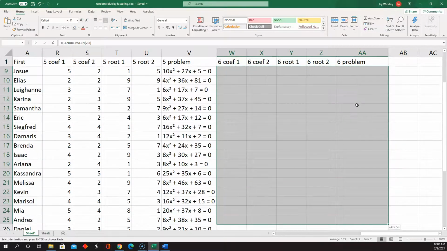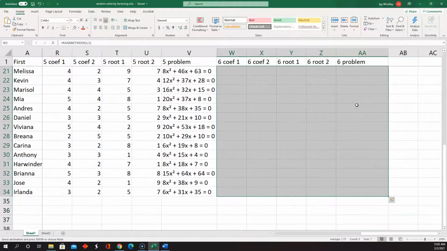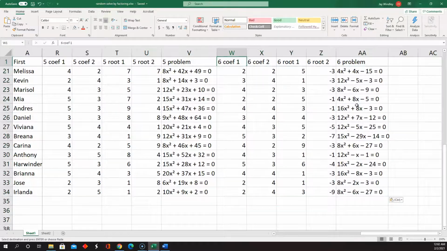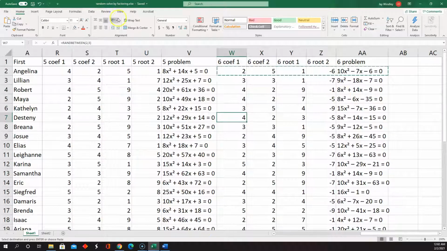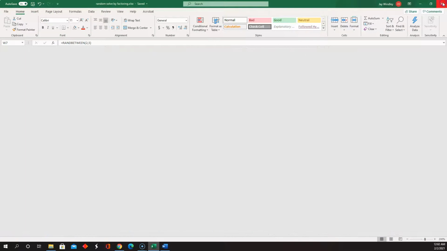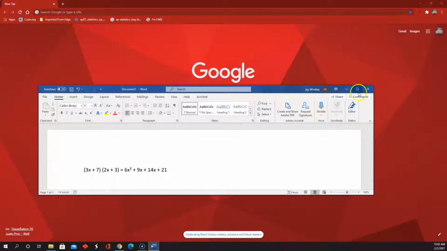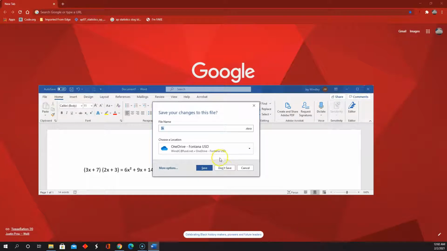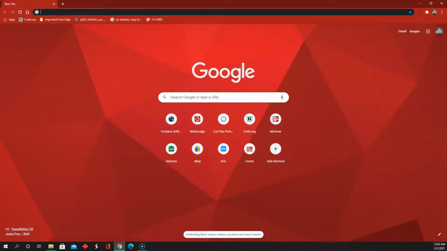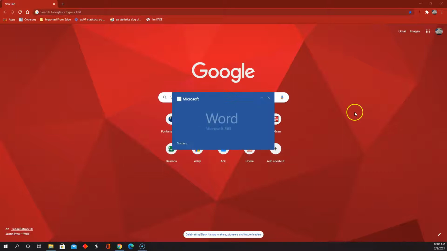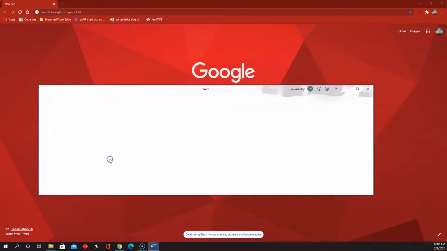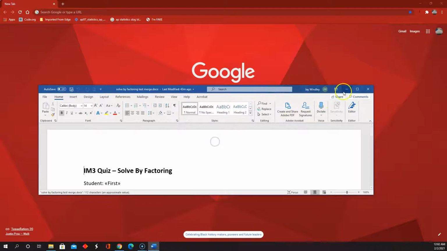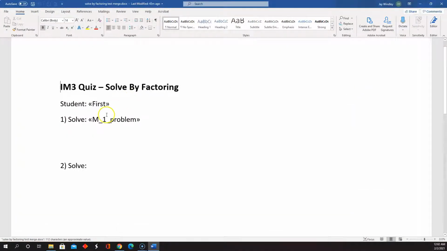Now we do all of this, copy and paste, and I think I'm ready to be done with this. So I'm going to save and close, and then I'm going to reopen the Word doc where our test was, solved by factoring test merge. And so now we just got to do the rest of our problems.